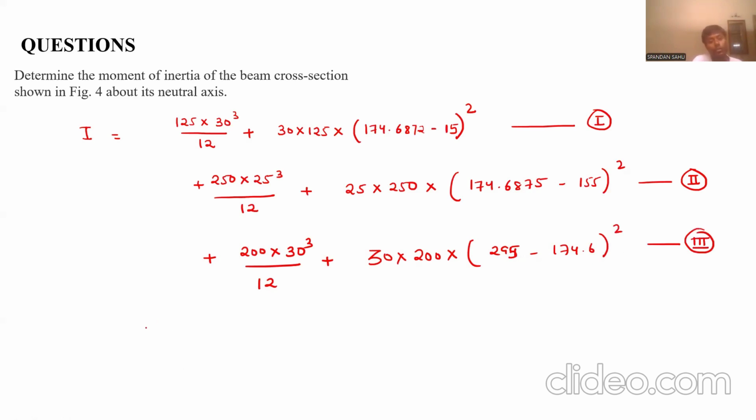Correct. So cumulatively, what value of I are you getting? Just add all those three. How much are you getting? Just tell me.